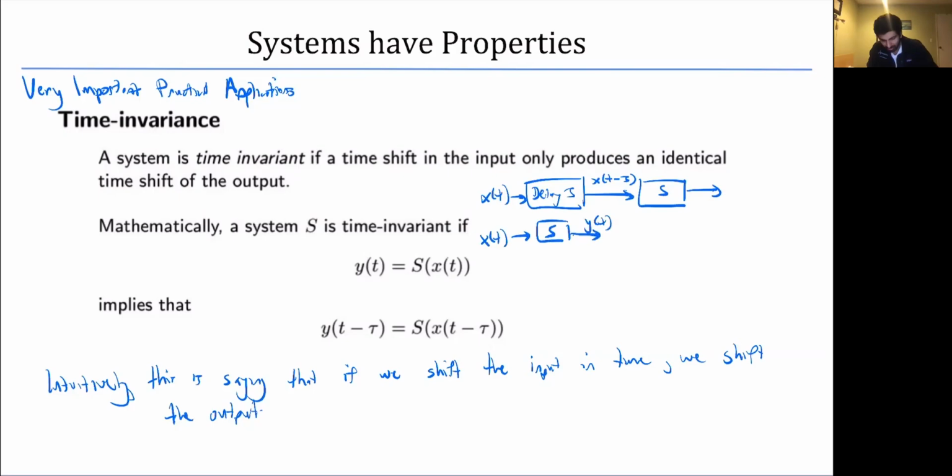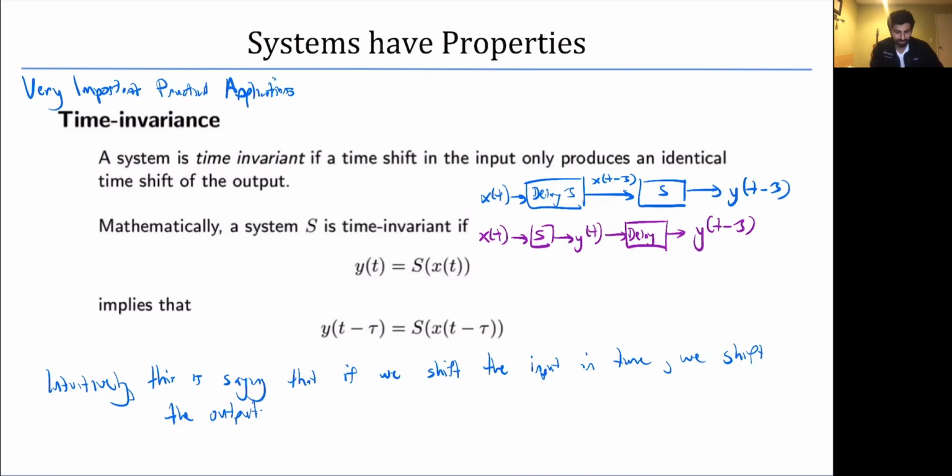Let me actually draw this with a different color. So I have x of t goes into S, gives me a y of t. This y of t now gets delayed, and this gives you y of t minus tau. And now the key idea is that both of these are equal to y of t minus tau. So if I shift the input, I shift the output. These two things are equivalent.